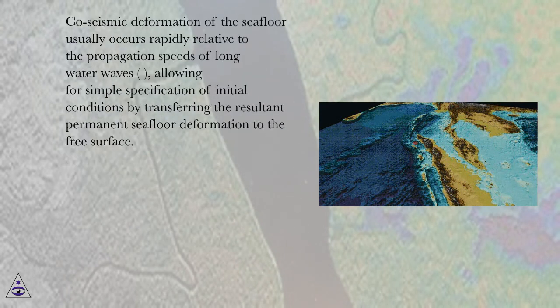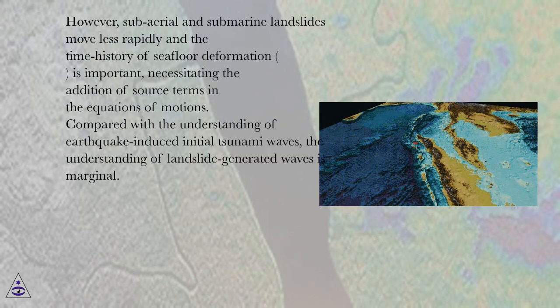Coseismic deformation of the seafloor usually occurs rapidly relative to the propagation speeds of long water waves, allowing for simple specification of initial conditions by transferring the resultant permanent seafloor deformation to the free surface. However, subaerial and submarine landslides move less rapidly, and the time history of seafloor deformation is important, necessitating the addition of source terms in the equations of motion.